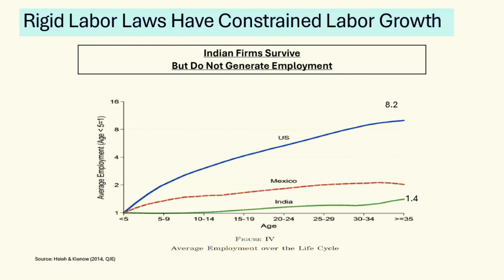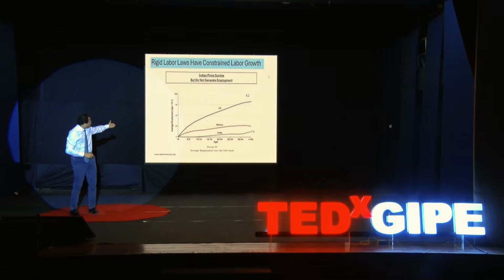Look at the cycle of how a company in India survives. This is the life cycle of a typical manufacturing plant in our country. A US firm starts with one worker, one is just a scaler. Over 35 years, it grows its employment by 8x.